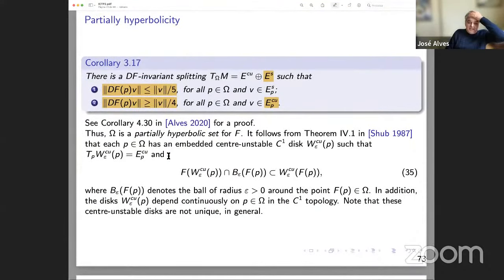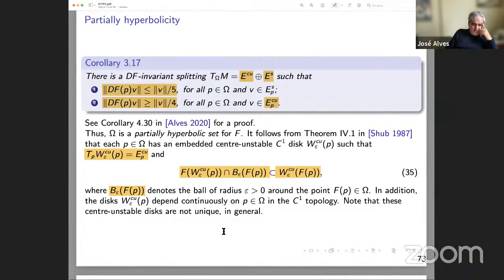Well, for a partially hyperbolic set, there's a classical result by Shub, which says that there are center unstable disks tangent to this center unstable direction. And they are invariant in this sense. So at least, B epsilon is the ball, so at least a neighborhood of the disk is sent into the disk in the image.